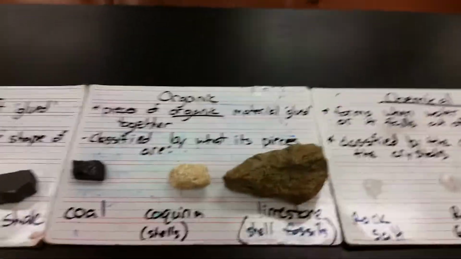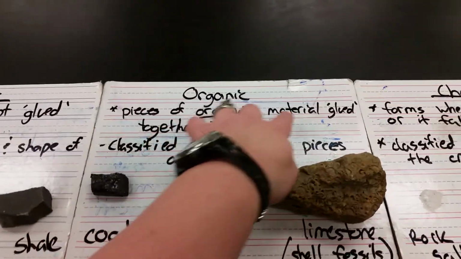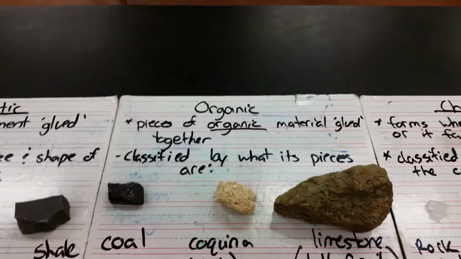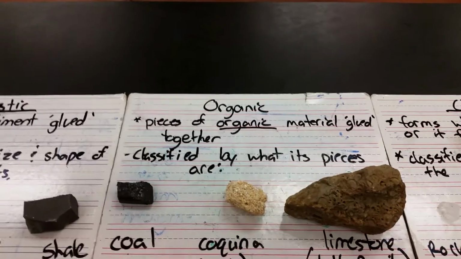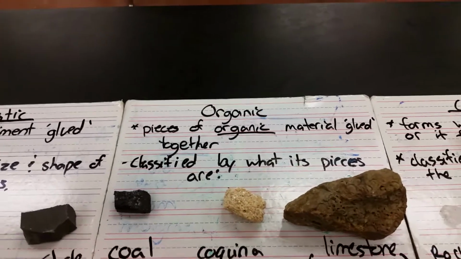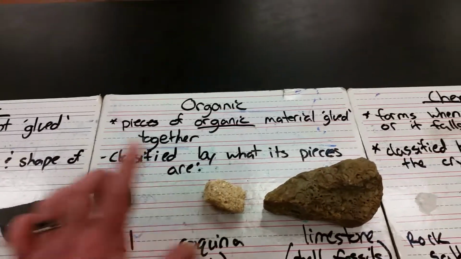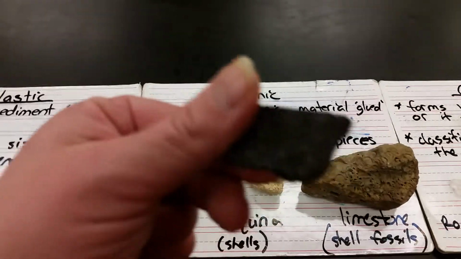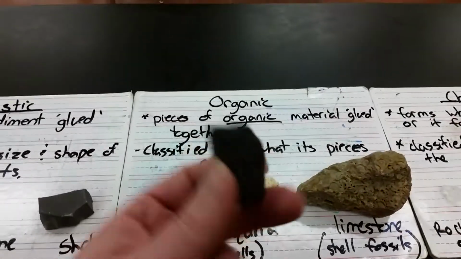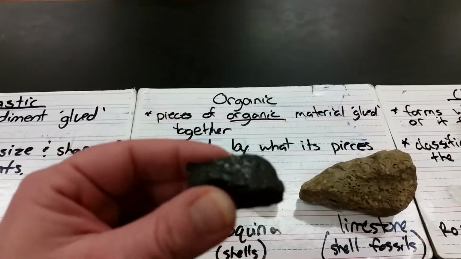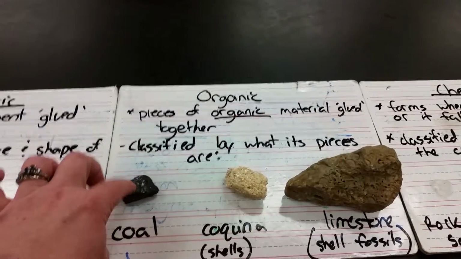Now, organic is another type, and it's glued together material too, but now we have pieces of organic material glued together. So we're going to cement with our mineral glue organic material, and if you remember, organic means made from something living or that was once alive. So we classify by what the living pieces were when they were alive. So let's start with coal. Now, coal forms when you bury leaves or dead animals even, or swamp type areas. You bury them underground and subject them to heat and pressure, and you'll get the sedimentary rock coal.